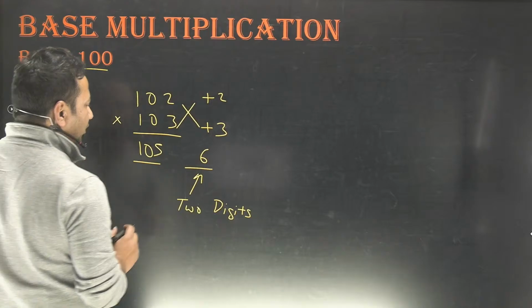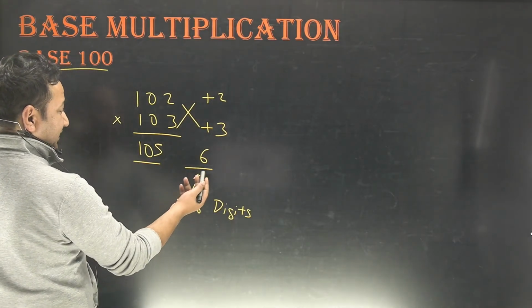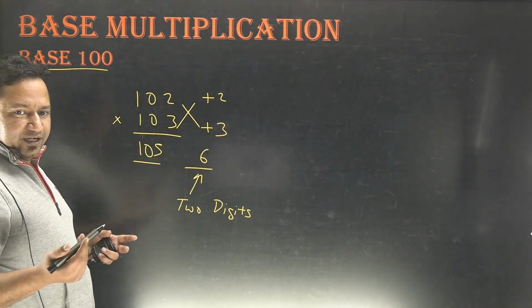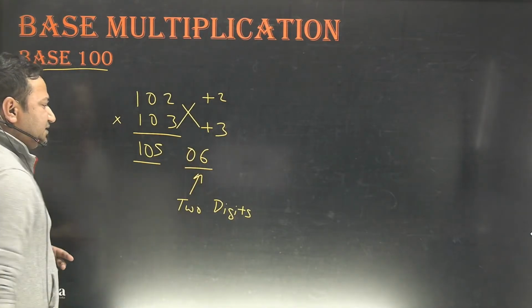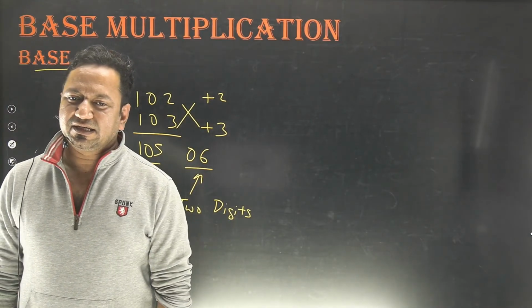So 2 digits, and we have 6. What has to be done to make it 2 digits? Just put a 0 over there, because 0 actually means nothing. 10506 will be our answer.